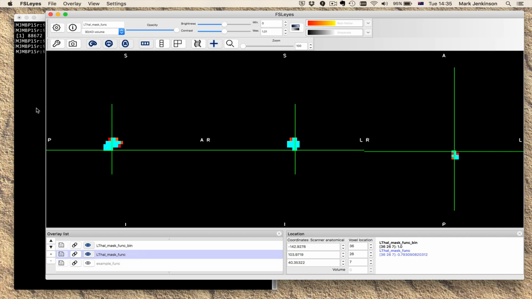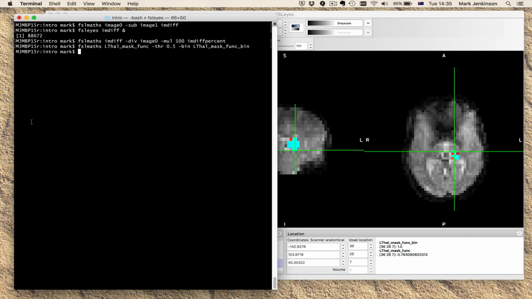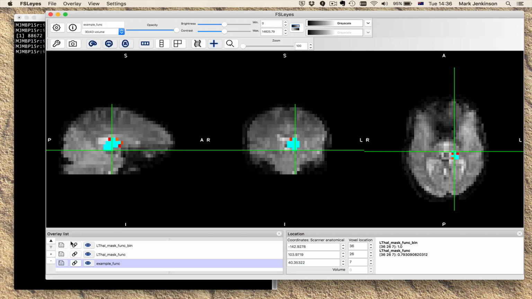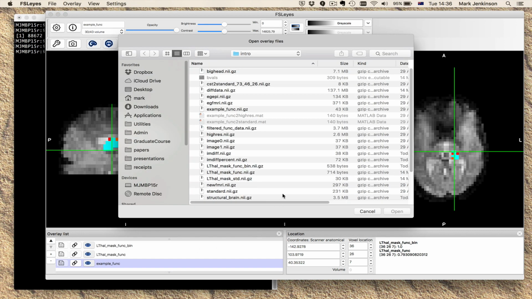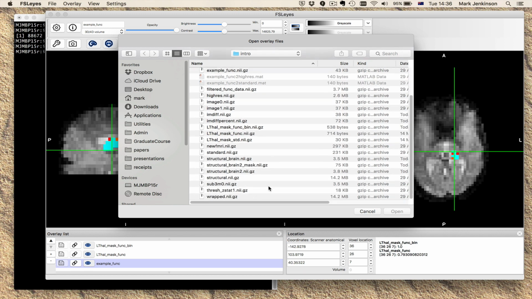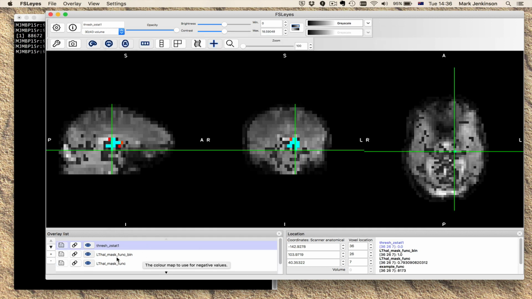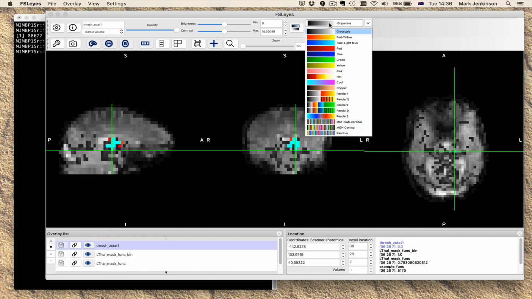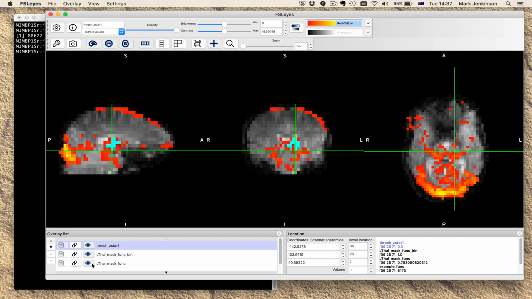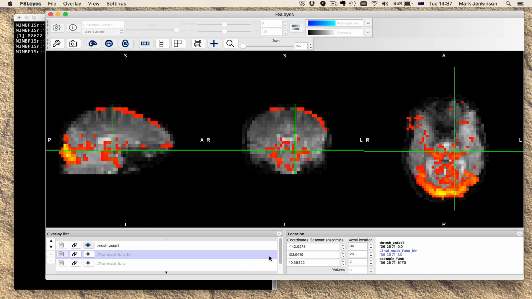Okay, so now we're going to use this new binary mask to actually do something with the image. So the next thing that we're going to do is to use this binary mask that we've just created in order to actually have a look at some results images that we are uploading now. So we're loading in the thresholded ZStat image into Fossilize to just have a look at it. But we'll go back to the terminal in a minute and actually use the binarized mask to get some summary results of this thresholded statistical image.